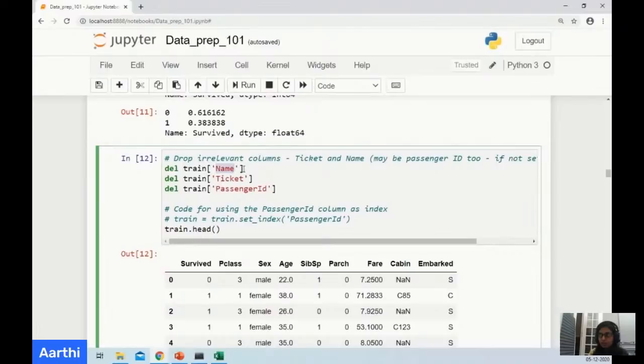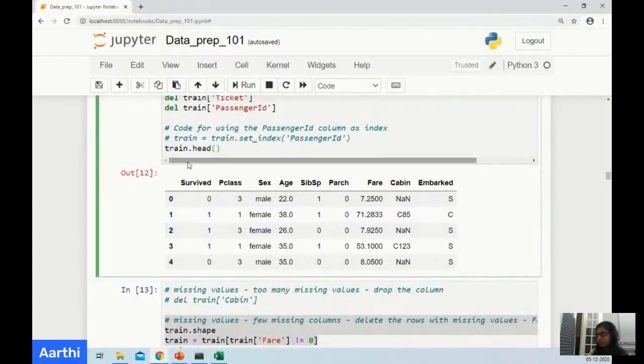But the name of a person is not going to help us. A ticket number, we don't care about the ticket number. These two are irrelevant information. And then passenger ID, we have the ID that is already created by pandas. Sometimes this passenger ID can also be used as an index instead of the ID created by pandas. In that case, you can use set index as a code and give the column name which should be taken as an index. For example, if you're working on website data, the session ID could become the index, and then you can connect back to the session ID for prediction later.